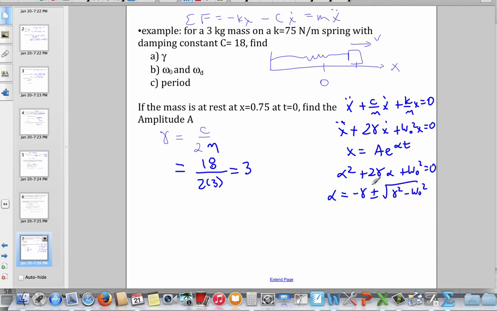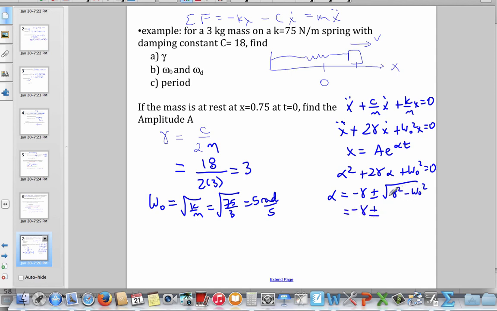Now, in order to know what sort of case we have, we better find omega naught. So it's the root of k over m. k is 75, the mass is 3. So that's root 25, that's 5 radians per second. So clearly omega naught is bigger than gamma. So we're in that case of small friction.